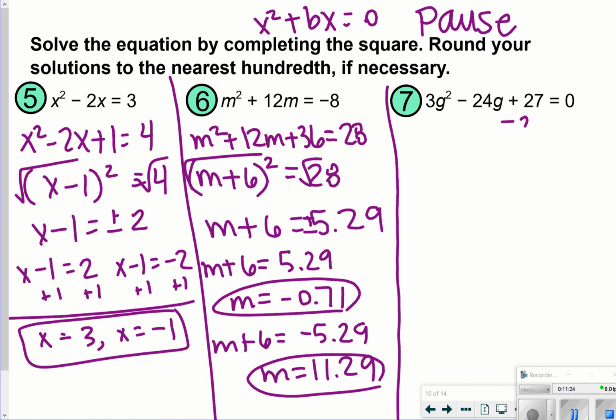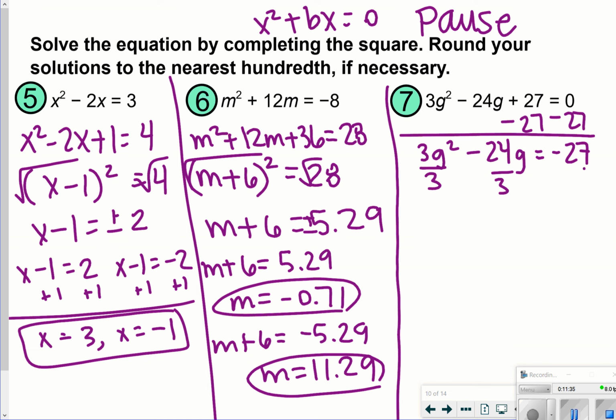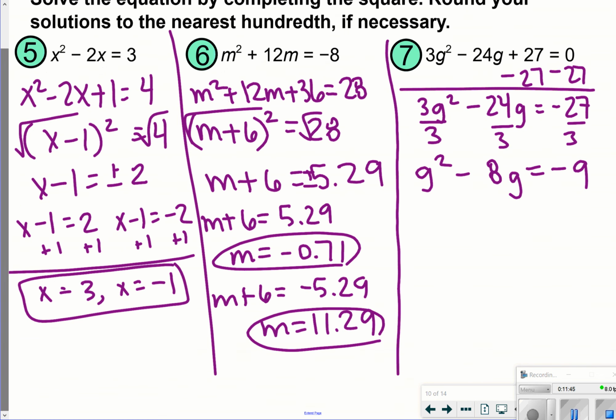So I'm going to add or subtract 27 from both sides first. So I have 3g squared minus 24g is equal to negative 27. Divide all things by 3 to get that g squared just to equal 1. So I have g squared minus 8g is equal to negative 9. And then what I'm going to do is go ahead and find half of 8, which is 4. 4 squared is 16, so I'm going to add 16 to both sides.